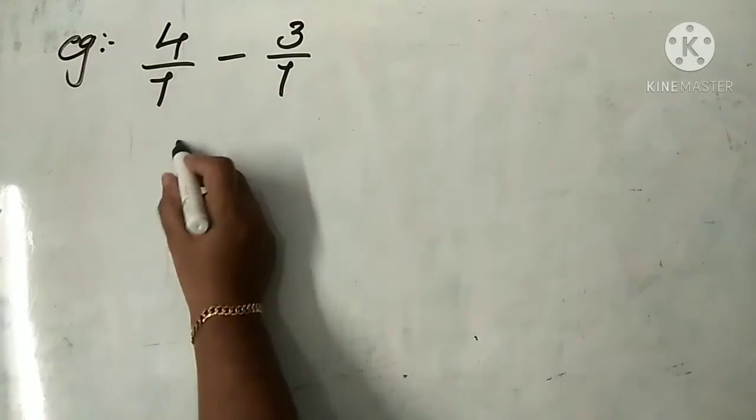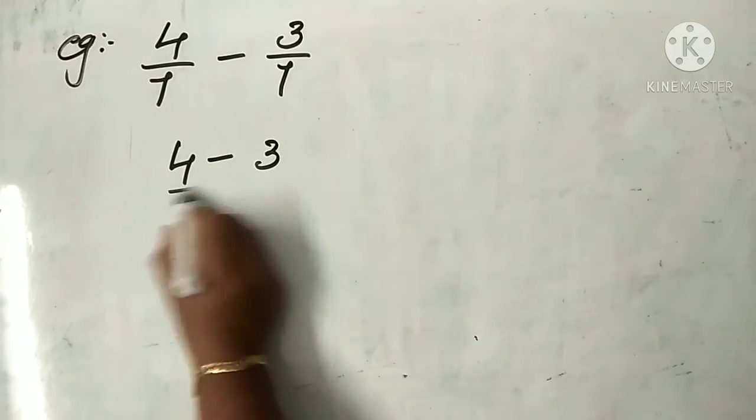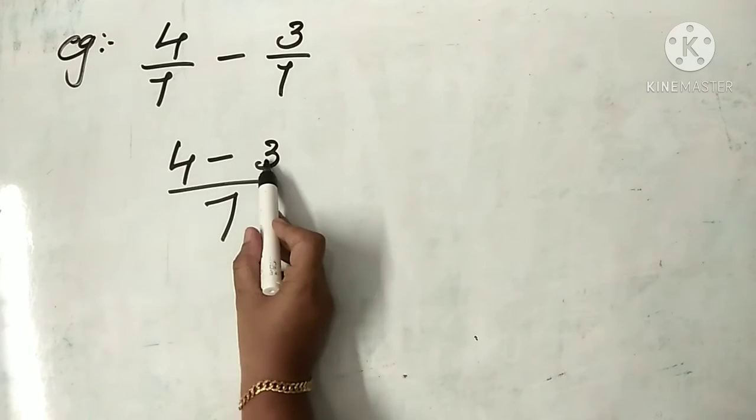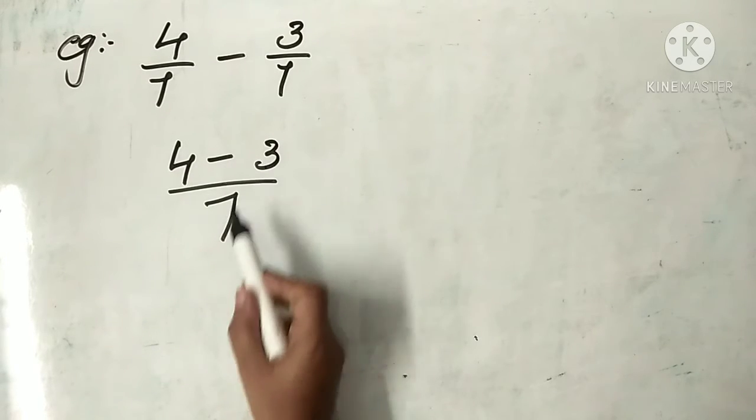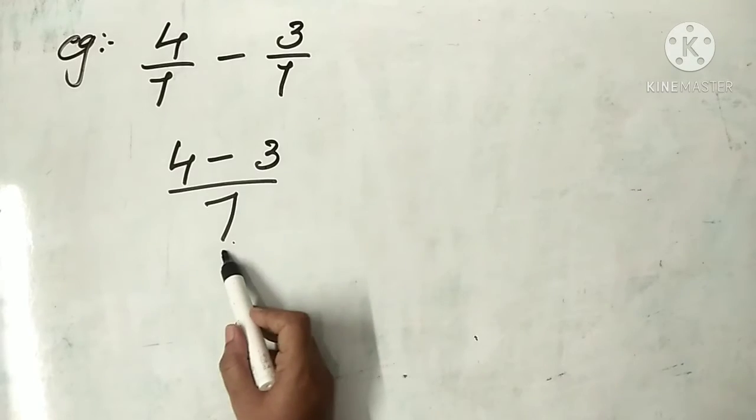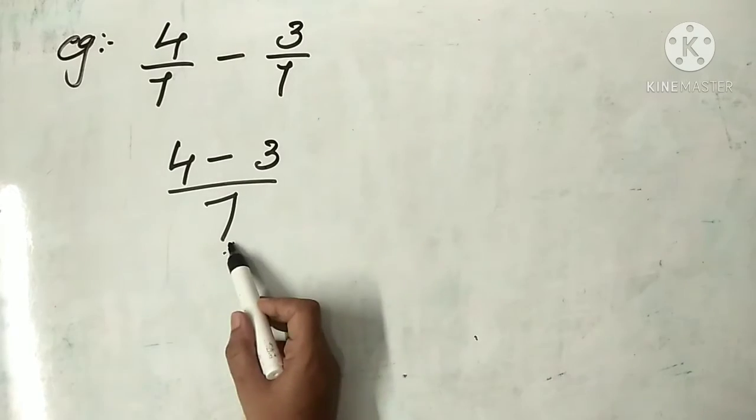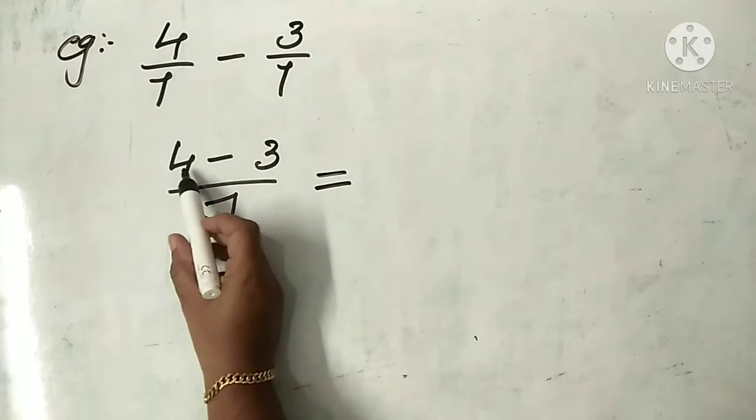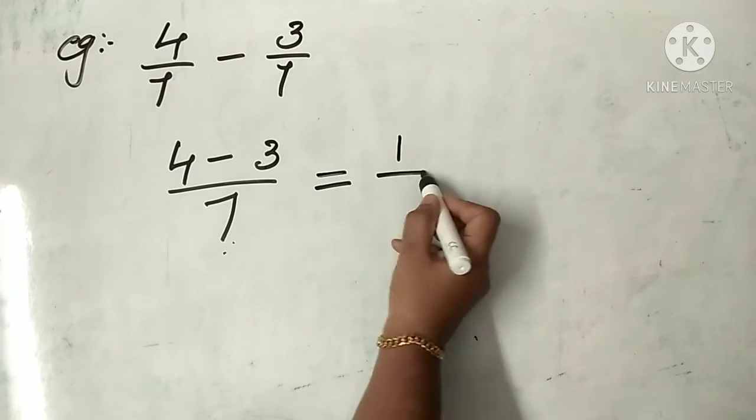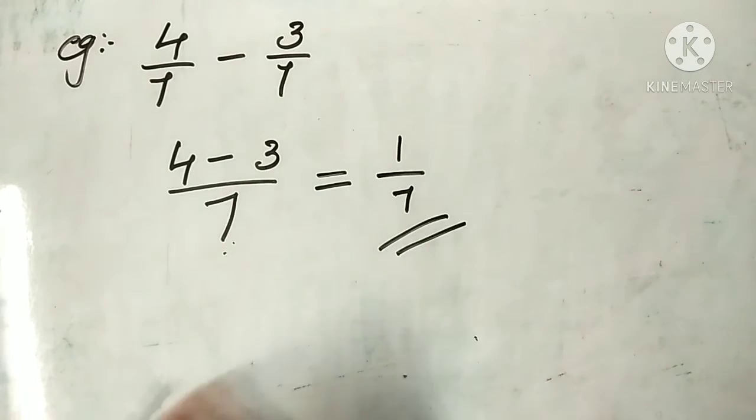As in addition, we just need to subtract the numerators and write the denominator as it is. See, 4 minus 3 by 7. That is equal to 4 minus 3, 1 by 7 is the answer.